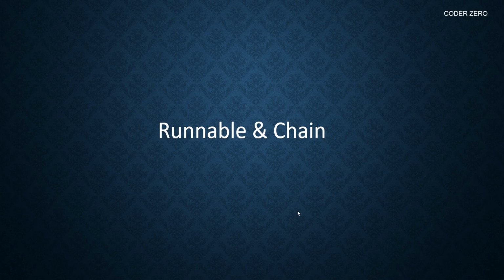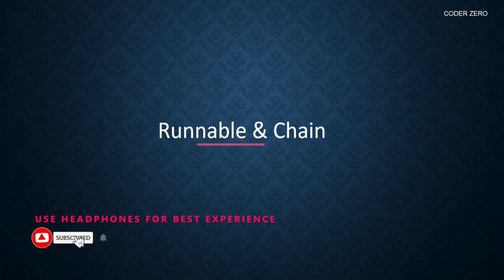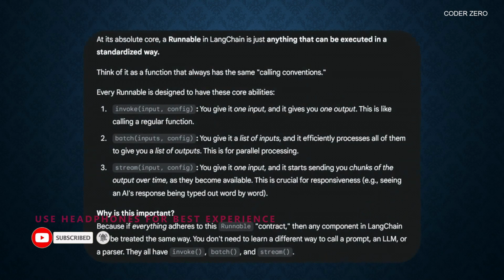Hey guys, welcome. Today we'll be talking about runnables and chains in LangChain. Now, what is a runnable? At its absolute core, a runnable in LangChain is just anything that can be executed in a standardized way. Think of it as a function that always has the same calling conventions.